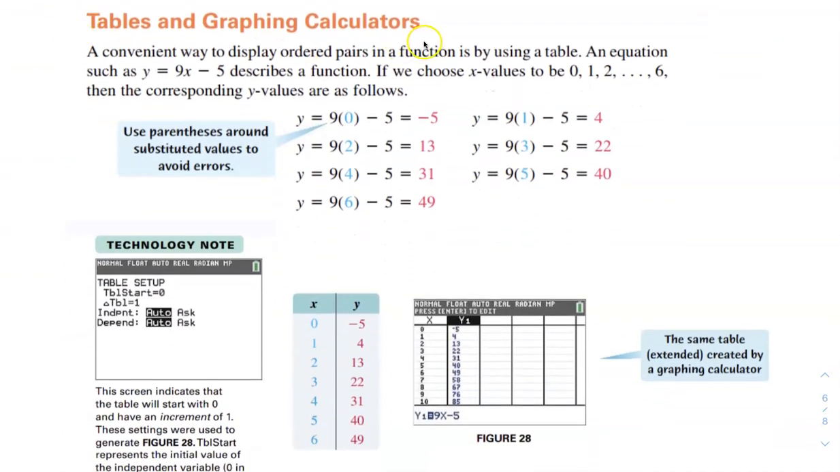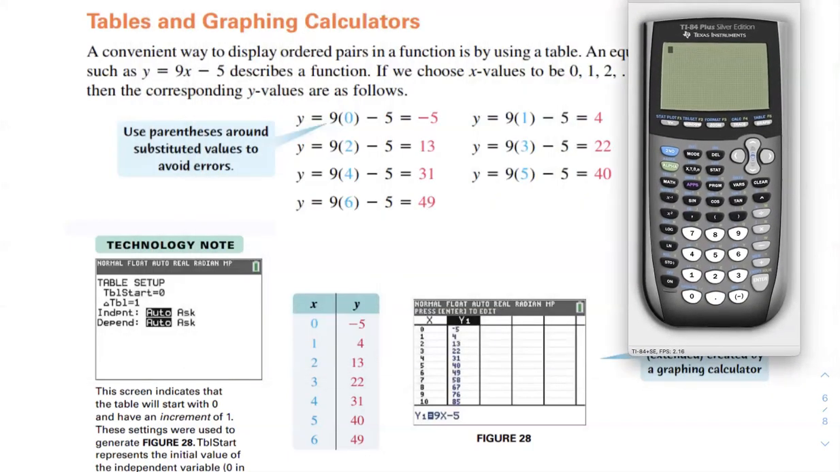Tables and graphing calculators. I'm going to show you a convenient way to find different values that fit this equation here, or any equation. An equation such as y equals 9x minus 5 describes the function. One way you can find ordered pairs that correspond to this function is by substituting them in. So we could make a table, right? 0, 1, 2, 3, all the way to 6. You can plug in 0 into the function and you get negative 5. Plug in 1, 2, 3, and you get all these values here. You can make a table like we did earlier by hand, or you can use a calculator.